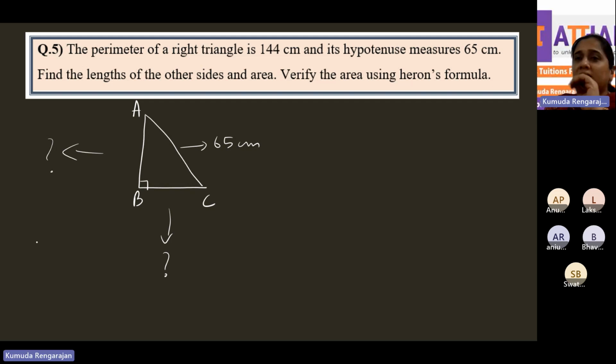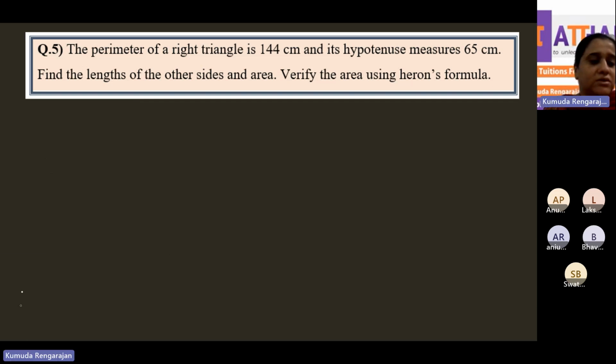So what's the question? Right triangle. Okay, hypotenuse is given. The remaining two sides are not given, but the perimeter is known. So with this information, we have to find the other two sides. And once you find the other two sides, you can find the area using the formula half base into height. Now you have the area. You should verify the area using Heron's formula. All right. Okay, so see here, don't write anything.